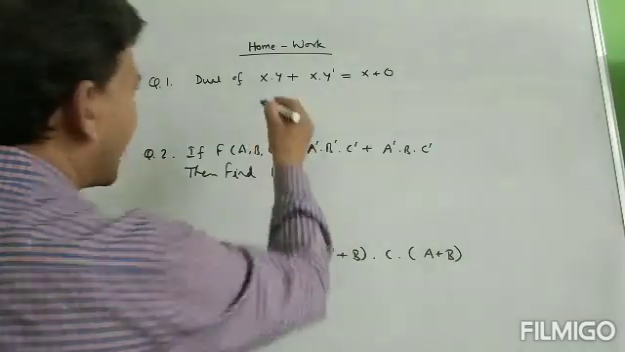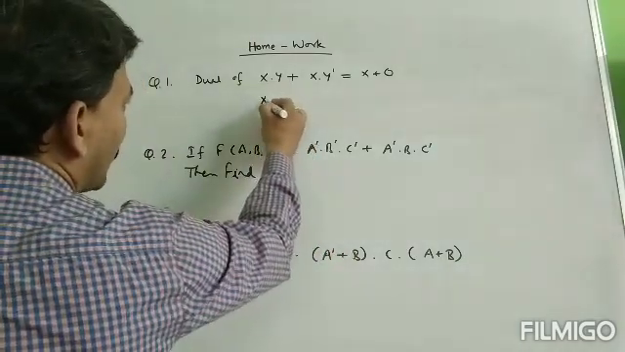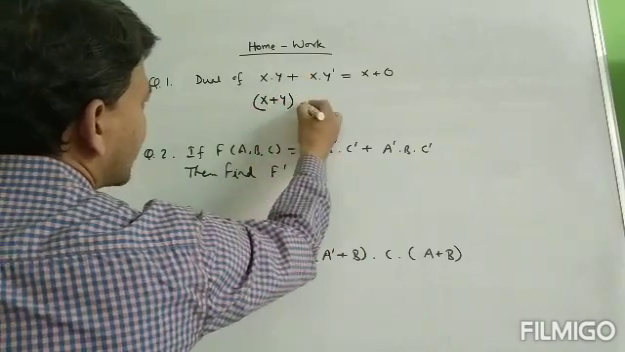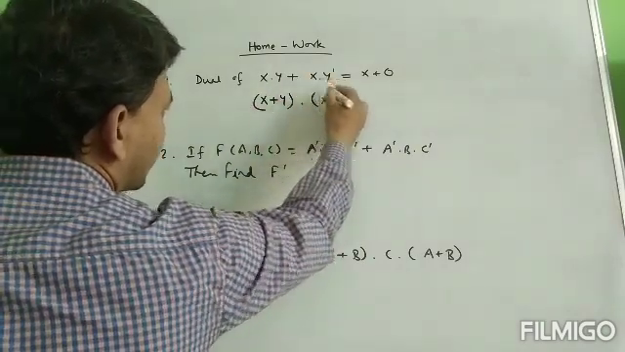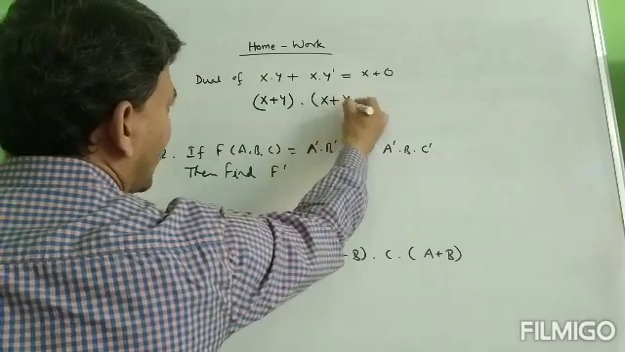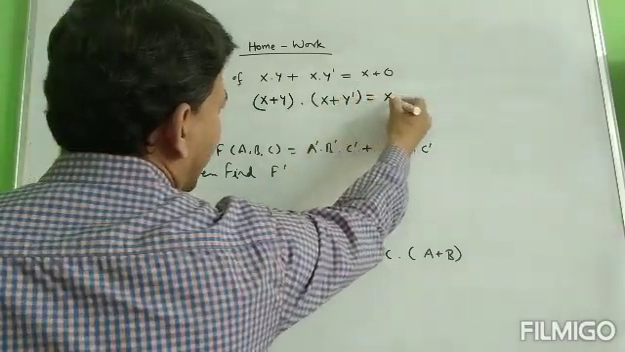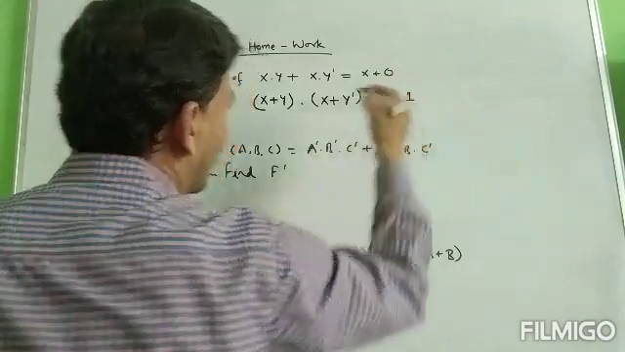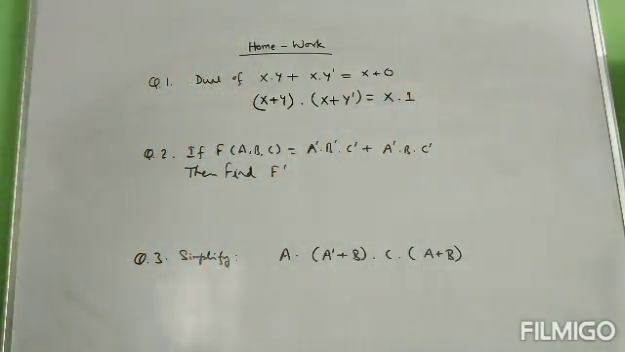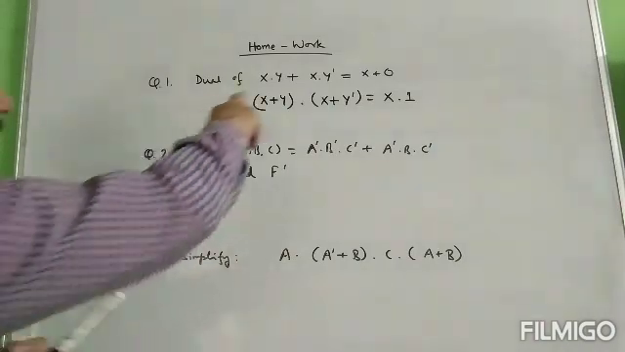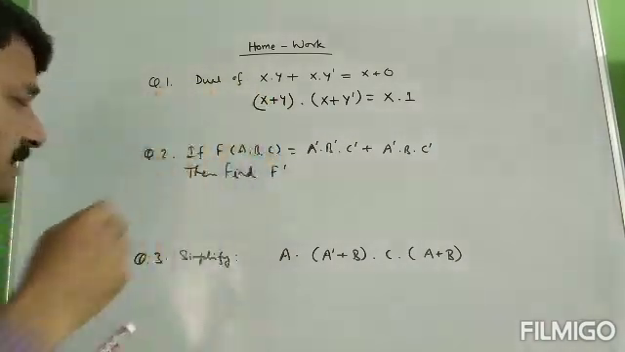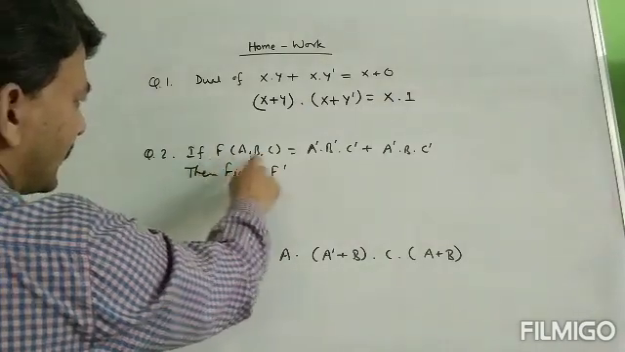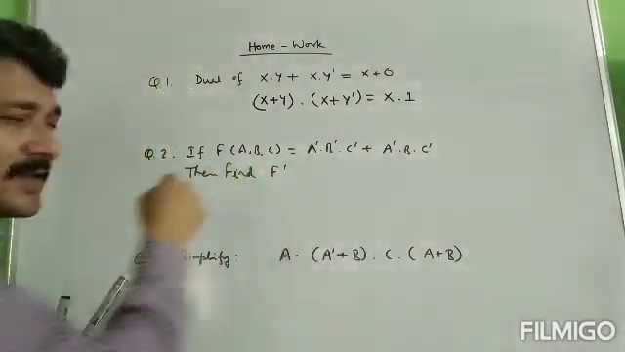So applying that law, what is the dual form of this? X and changes into or, y naught will remain y naught, X or changes into AND, 0 changes into 1. So this is the law of duality we have applied in this. So this expression's dual is this expression. Second question I gave you as homework is, if f is this, find the f naught.